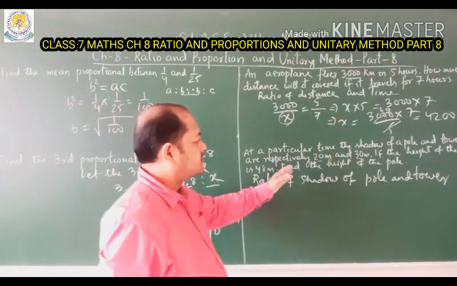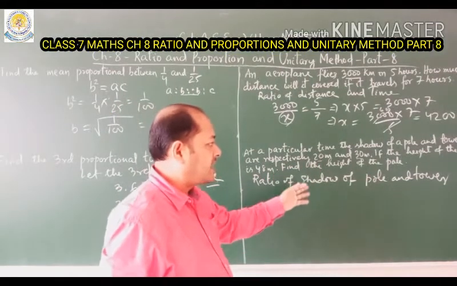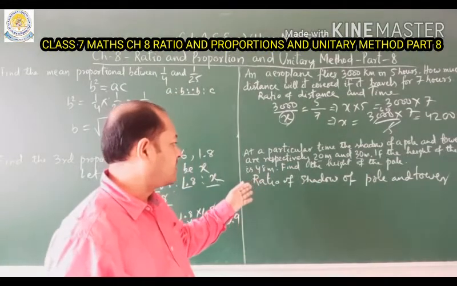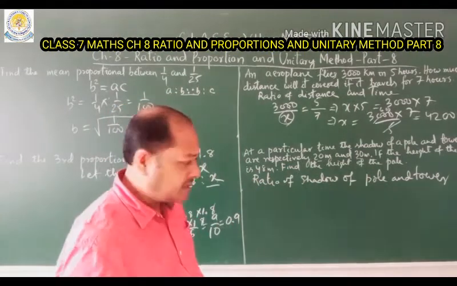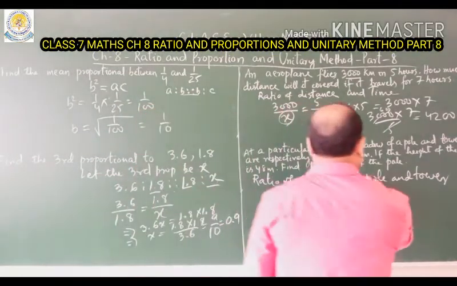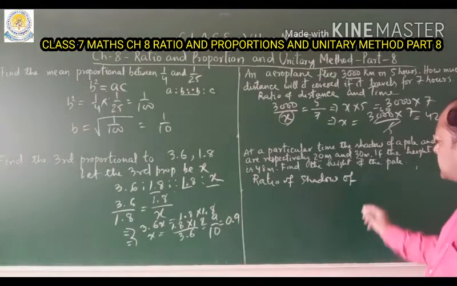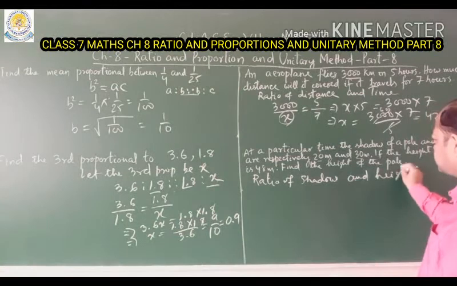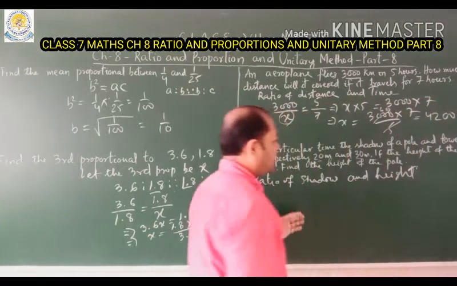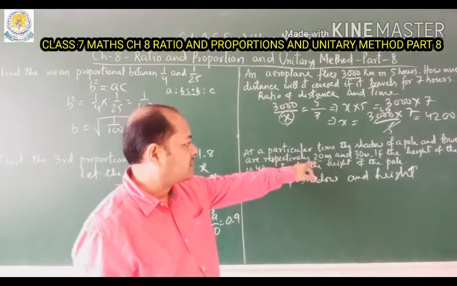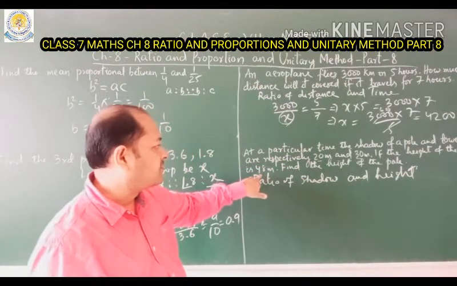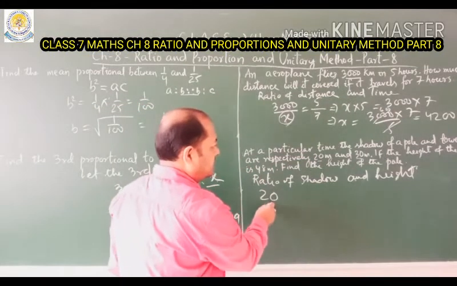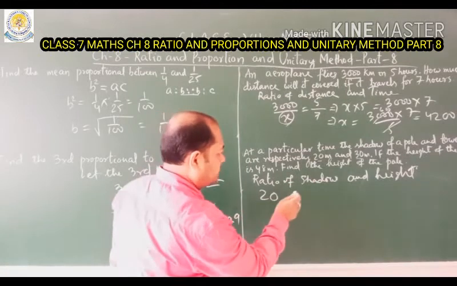So the ratio of shadows: the shadow of the pole is 20 meter and that of the tower is 30 meter. What is it asking? If the height of the tower is 48 meter, here you can write the ratios of shadows and height. Two things are there, pole and tower. The first shadow, of the pole, is 20 meter. The height of the tower is given as 48 meter. So first is the pole, with shadow 20 meter, and we need the corresponding height.